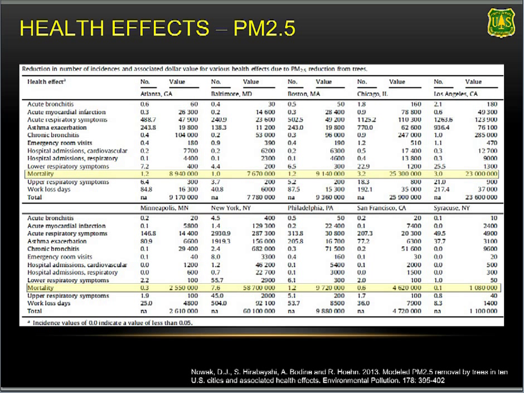But you can see if you go down to New York, which is lower center, there's almost 8 people per year whose lives are being saved because we have improved air quality. And that's valued at about $60 million per year.